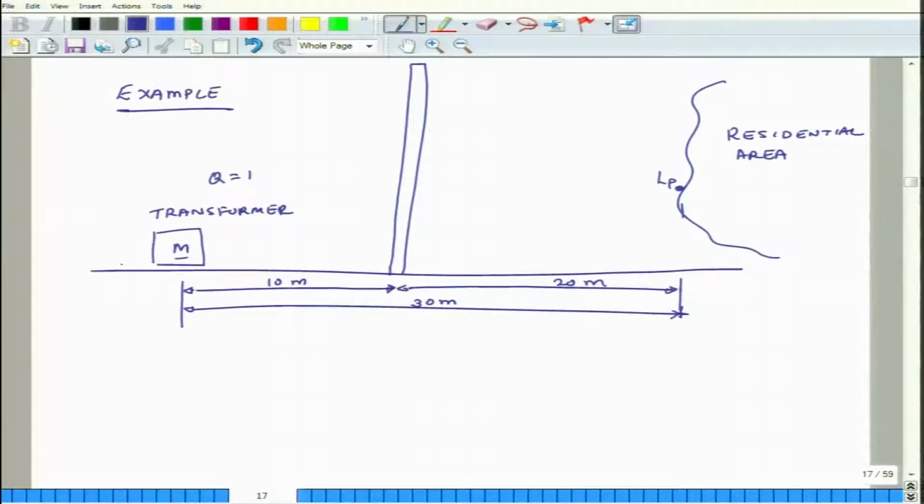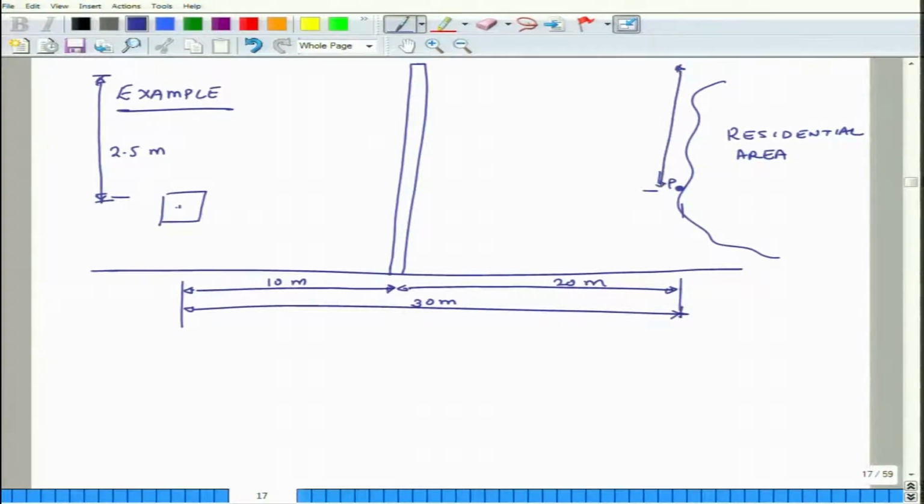The other thing is that the transformer is also at some height. So, let us say this height is 2.5 meters, and the distance between the tip of the barrier and the machine, which is the transformer, is 2.5, and the same thing is here also. So, this is 2.5 meters, and I am sorry for all the mess. So, this is LP and this distance is 2.5 meters. Velocity of sound, let us assume that it is 347 meters per second.